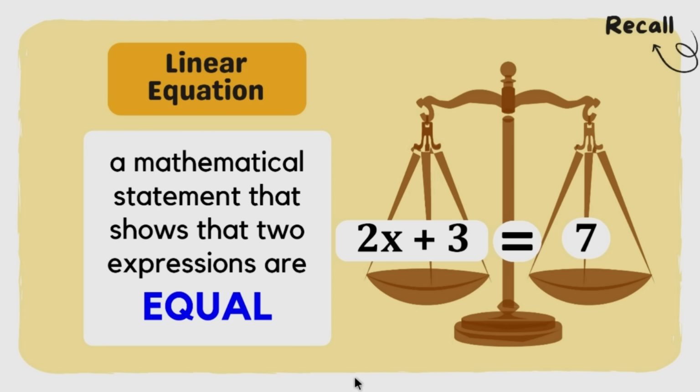We have here 2x plus 3 equals 7. And here, we know that 2x plus 3 equals 7 means that we are looking for the value of x that makes both sides equal. Okay? Parehas po ang kanilang value sa right side and then sa left side. That is why we need to solve for the value of x here.